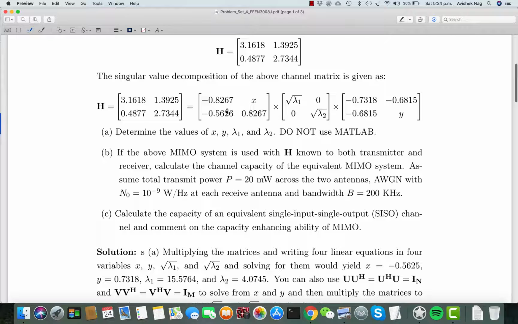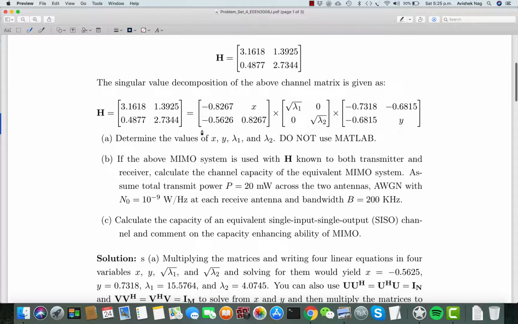So you can multiply this matrix with its transpose. Hermitian or transpose is the same thing if you have all real variables. If you have complex numbers, then Hermitian is the complex conjugate transpose. But in this case, you have real numbers, so it is just the transpose. If you multiply this matrix with its transpose, that will be an identity matrix of order 2.